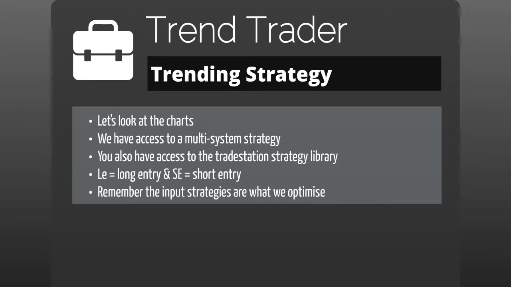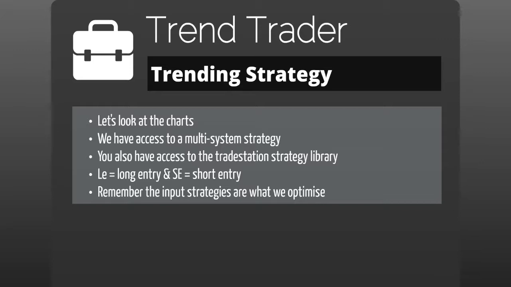So applying the Trend Trader is going to be an interesting exercise. We're going to look at the charts, where the Trend Trader obviously is a trending strategy. We're going to have access to a multi-system strategy when we trade. So even though we're looking at the trend today, when we put together our portfolio, what's our goal? Obviously our goal is to minimize our drawdown and maximize our overall net profit. That's our primary goal. But how do we facilitate that? How do we do that?